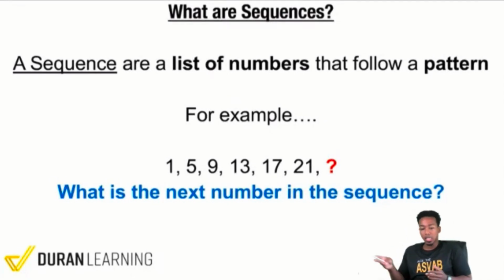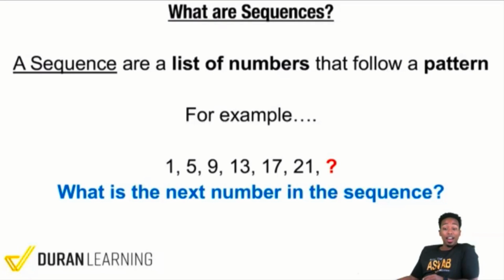Now, let's take a look here. We've got 1, 5, 9, 13, 17, 21, and then a question mark. Everybody, what do you think the next number is going to be? What do you think the next number will be?